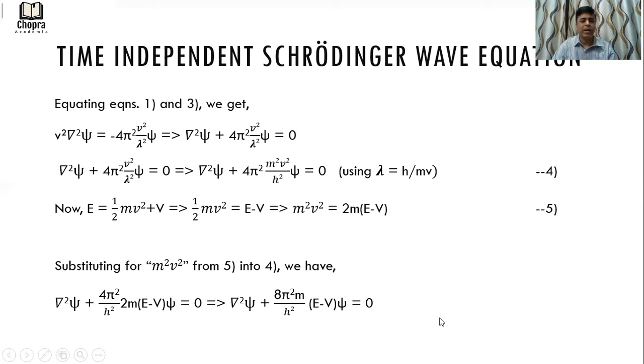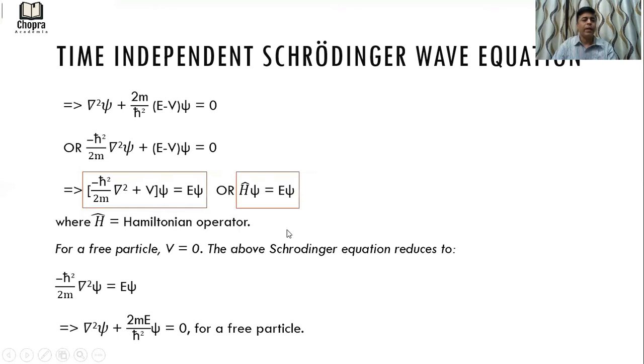Now I use the reduced Planck's constant. So writing the same equation in terms of the reduced Planck's constant h cross, which is equal to h by 2 pi, I get this equation to be grad square psi plus 2m by h cross square E minus V psi equal to 0. I rearrange it and I get minus h cross square by 2m grad square plus V times psi is equal to E psi, or I can write it as the operator H, which is the Hamiltonian operator, operating on psi. Operator H operates on the right hand side psi. It gives me E psi. E is your energy eigenvalue here.